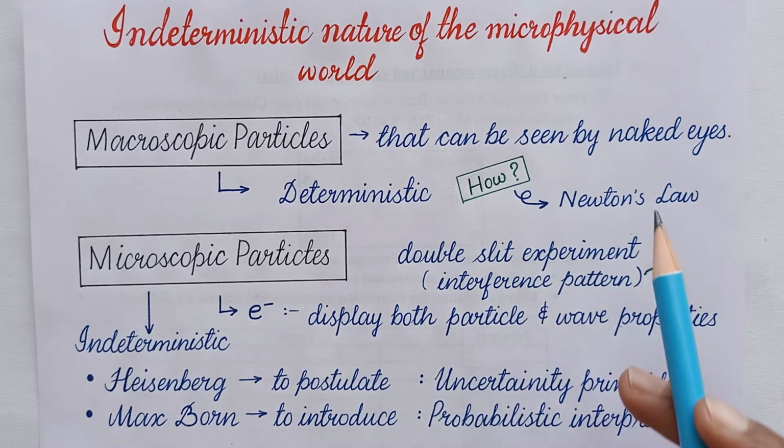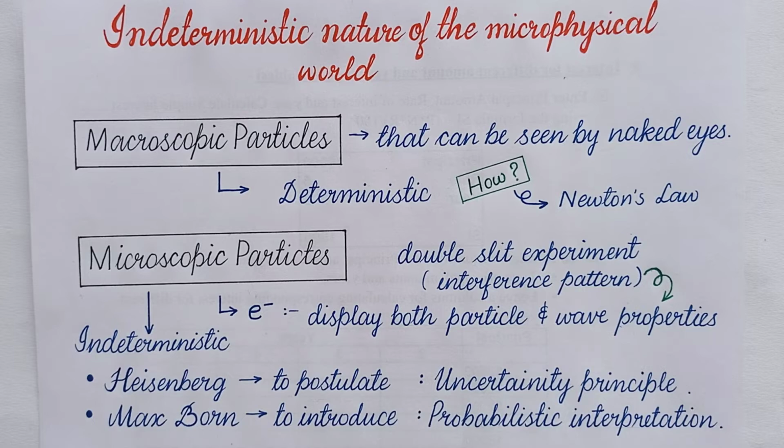Here we can apply Newton's law to understand the macrophysical world. But as we move to the microphysical world, it failed. We can't determine its position and momentum at any instant of time. Thus, the microphysical world has an indeterministic nature.